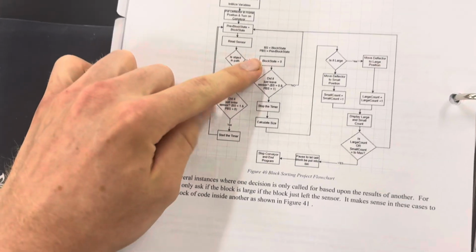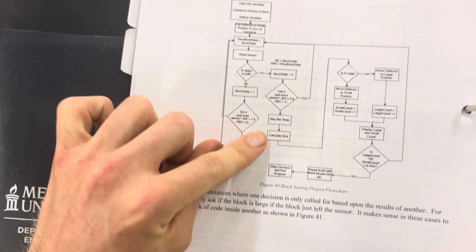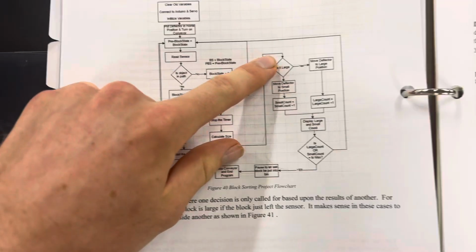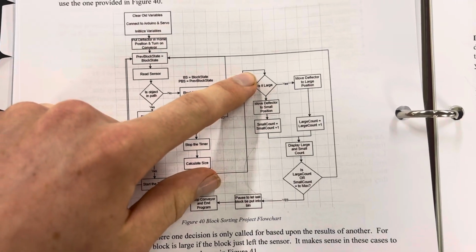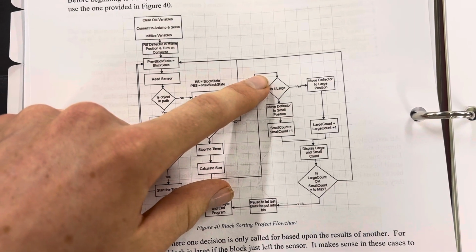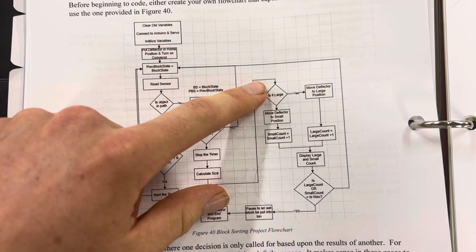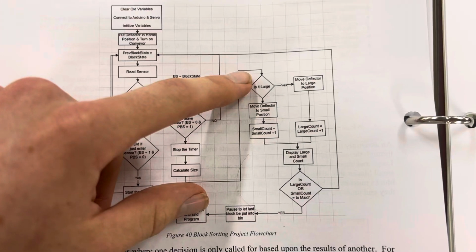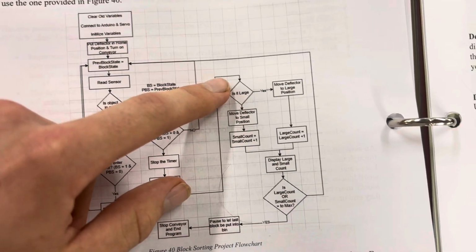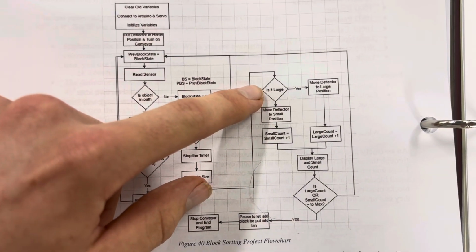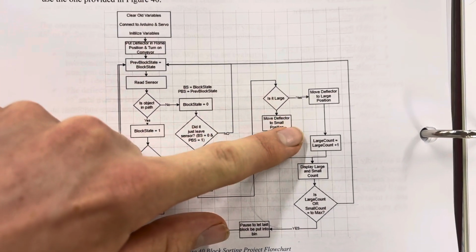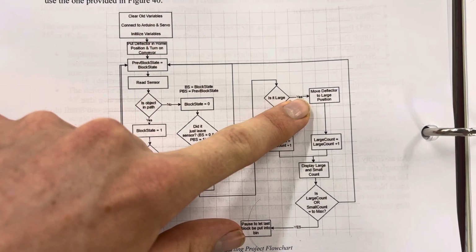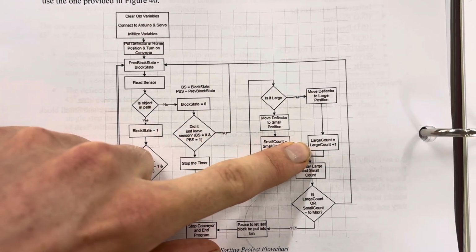Finally, if the object leaves and if it just left, then we're going to stop the timer, and that's going to tell us, by comparing the converted lengths of each block, whether it's a large block or not. If it is a large block, the deflector is going to move it using the D9 pin command that we put in.